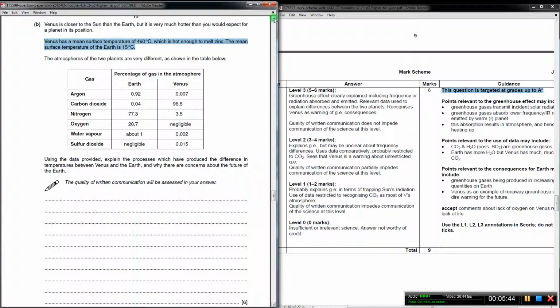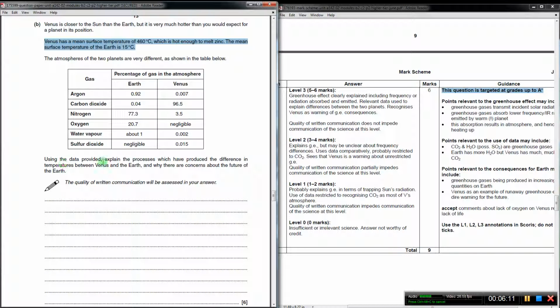Venus is closer to the Sun than the Earth, but is very much hotter than you would expect for a planet in its position. It has a mean surface temperature of 460 degrees centigrade, which is hot enough to melt zinc. The mean surface temperature of the Earth is 15 degrees centigrade. The atmospheres of the 2 planets are very different, so there's some data which we'll look at in detail in a second about the different gases found in the atmosphere of the 2 planets.